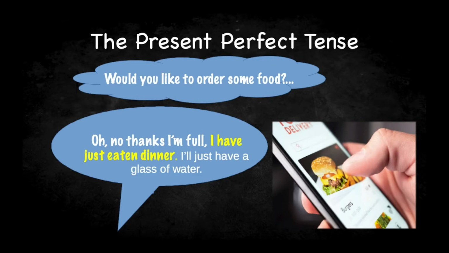So you can see that because he has just eaten dinner in the very recent past, it's relevant now in the present because he's full. And because of this, he will just have a glass of water instead of ordering food.